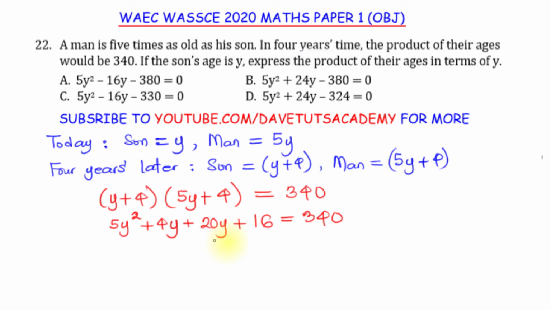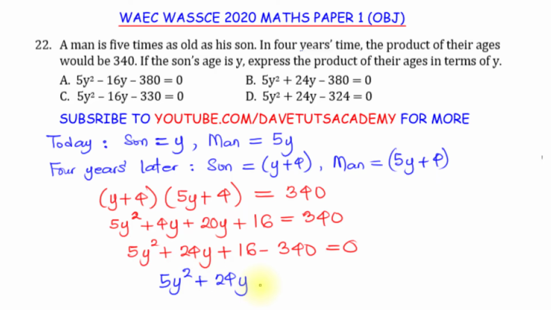340. Let's just move everything to the left hand side and simplify further. So here we can have this as 5y squared, 4y plus 20y will be plus 24y, then plus 16 minus 340 is equal to 0, because we have moved 340 to the left hand side, so it will become minus. If you just want to totally simplify this, this will just be 5y squared plus 24y. Now if you have plus 16 minus 340, that will be minus 324.